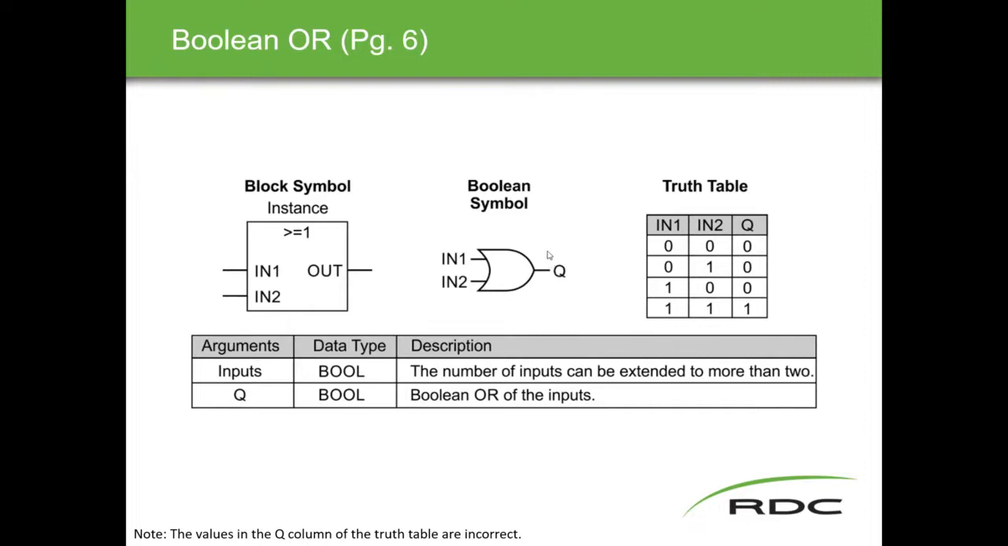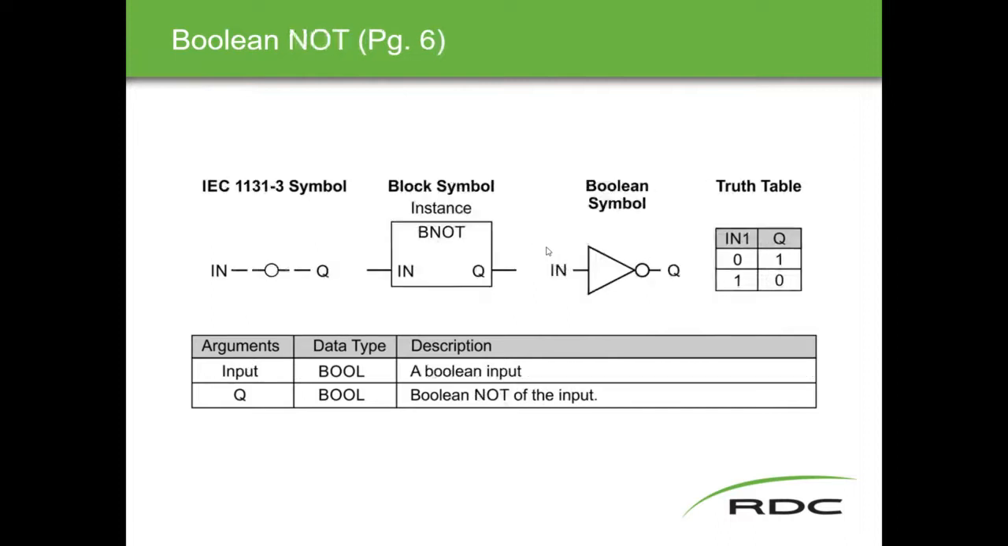Okay, so that was the OR. Now we have a NOT. This is just the same as examine off and examine on. This is the same way that they do that. So if the input is true, then the output is not energized. If the input is false, then the output Q is energized.